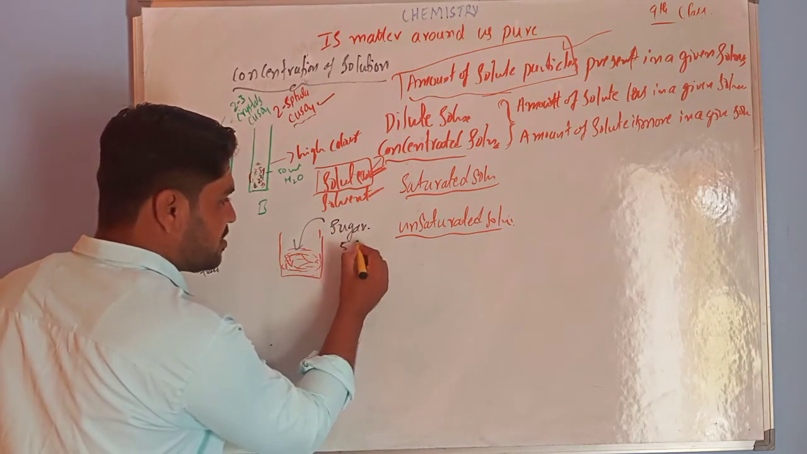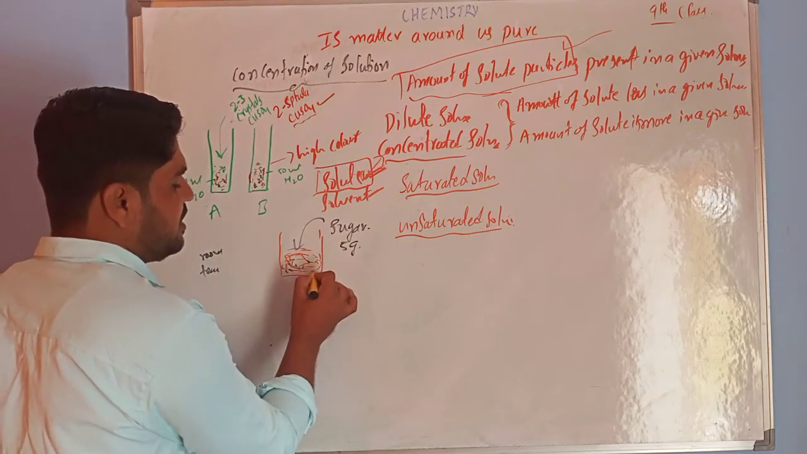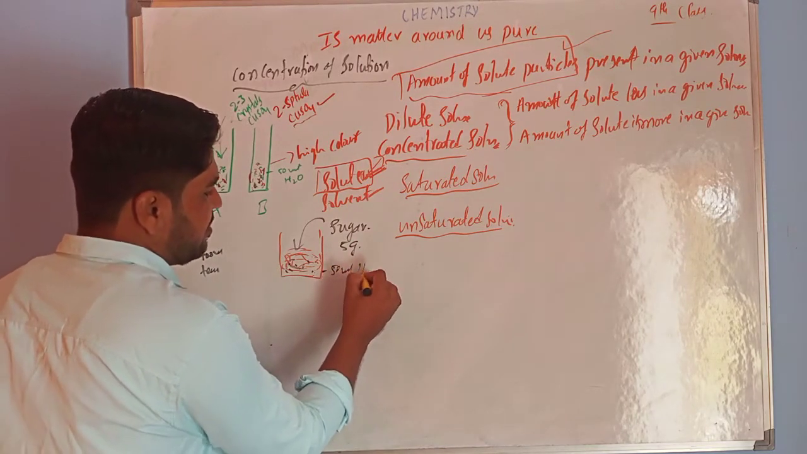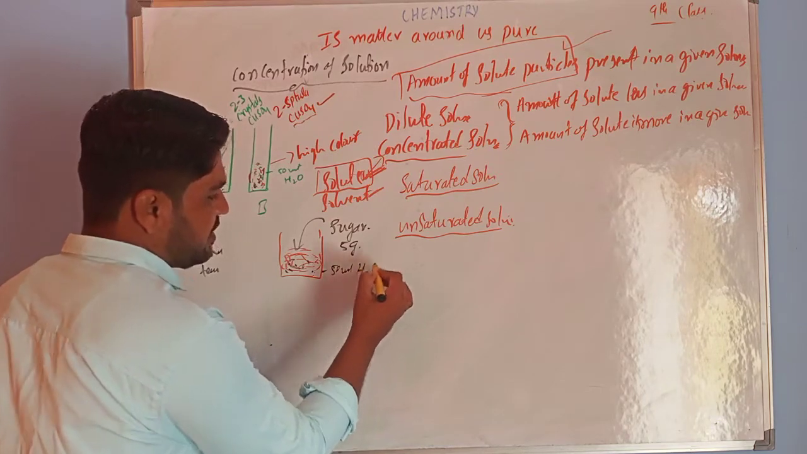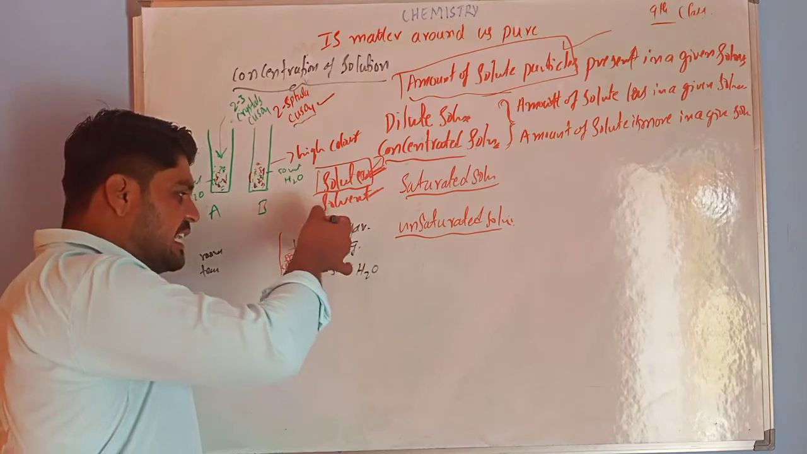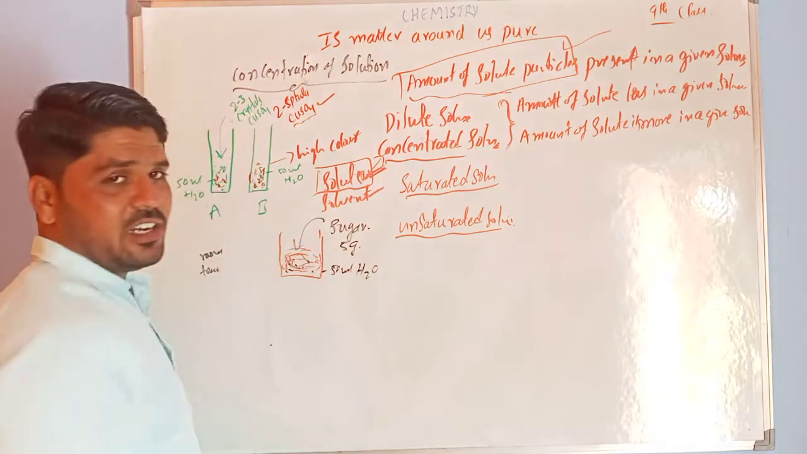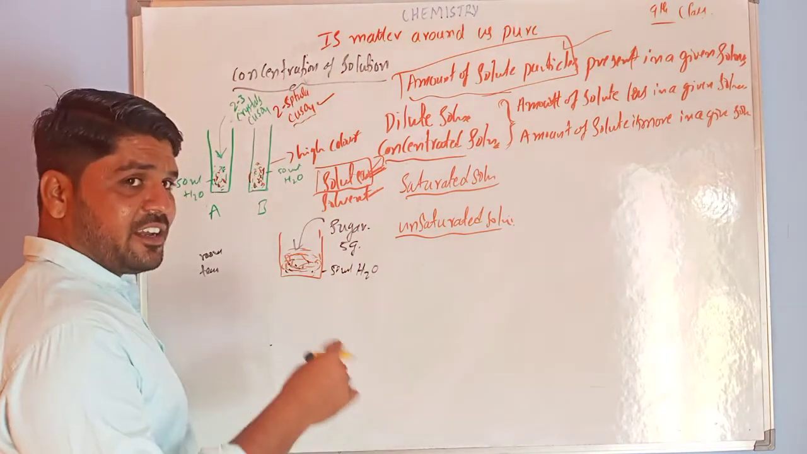So take 5 grams of sugar in 50 ml of water. This 5 grams of sugar easily dissolves in the 50 ml of water. So what do I do?